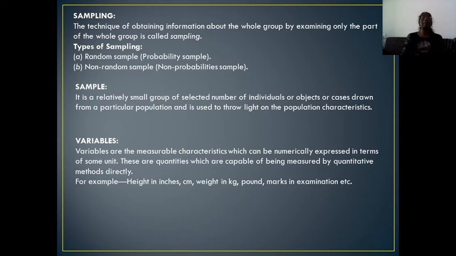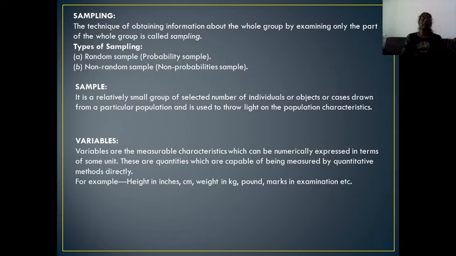The next one is sampling. The technique of obtaining information about the whole group by examining only a part of the whole group is called sampling. There are two types of sampling. First is termed a random sample, also termed a probability sample. Second, non-random sample, termed a non-probability sample. The sample is a relatively small group of selected individuals, objects or cases drawn from a particular population and is used to throw light on the population characteristics.